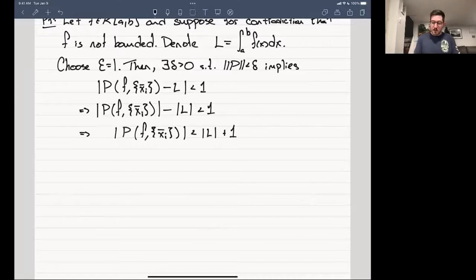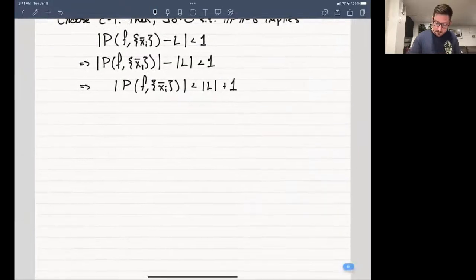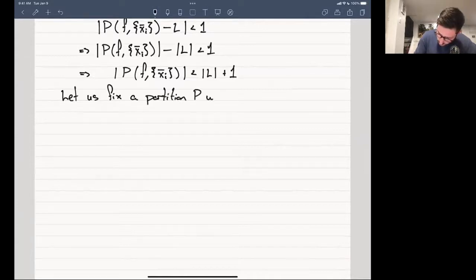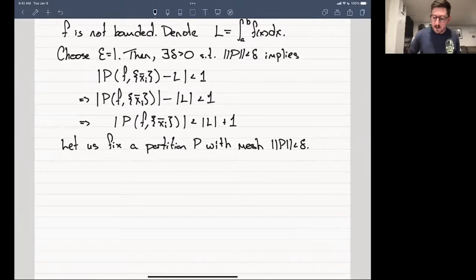So we are going to use this bound on the Riemann sum in order to find a contradiction from the fact that we assumed our function is not bounded. Okay, so let us fix a partition P with mesh less than delta, so that this actually holds. So I said above, as long as I choose a partition that has mesh less than delta, I can get this. Well, okay, let me pick a partition and let me derive a contradiction.